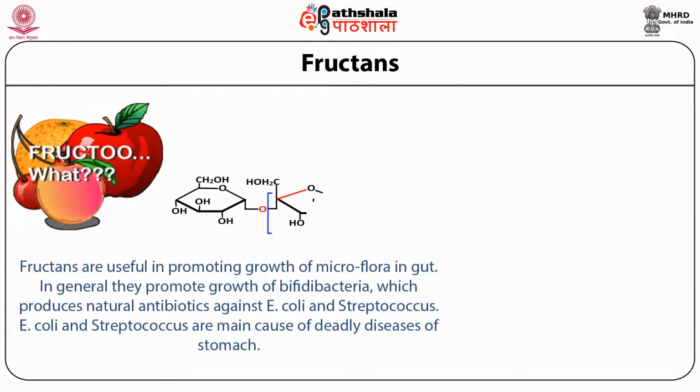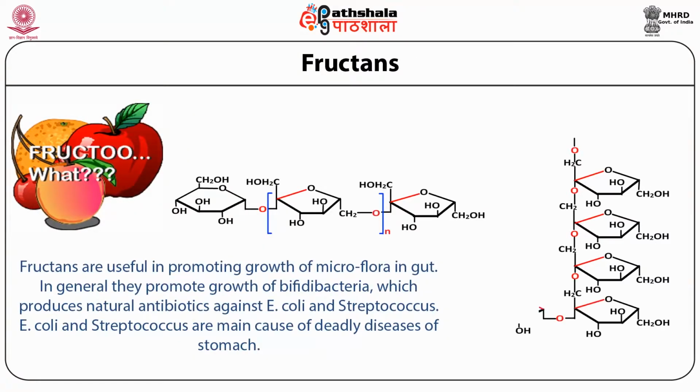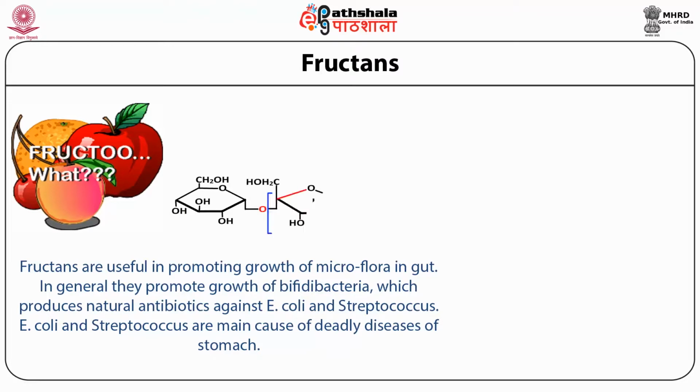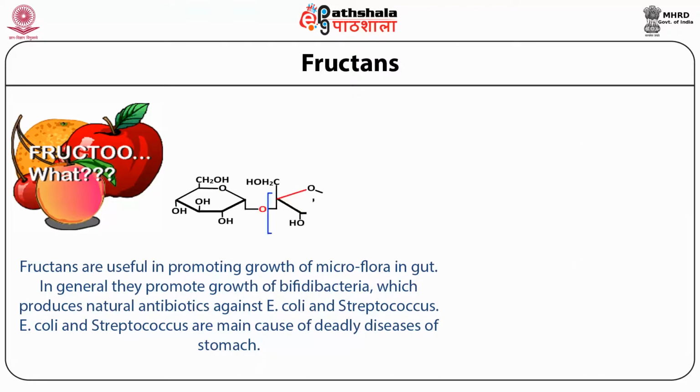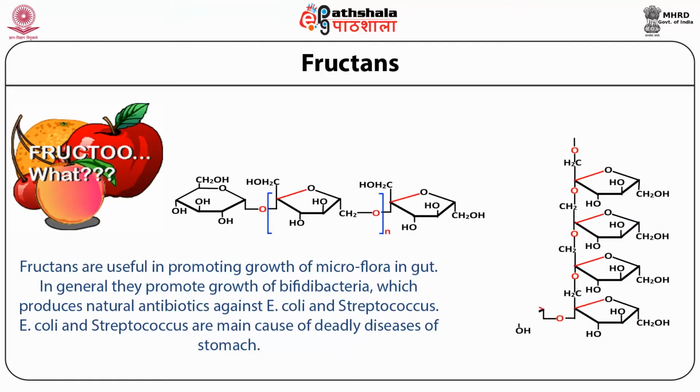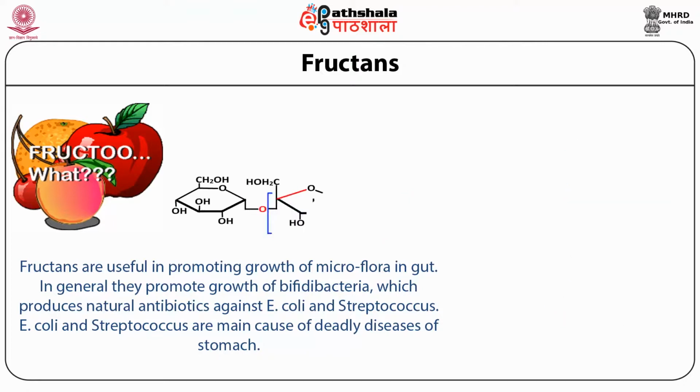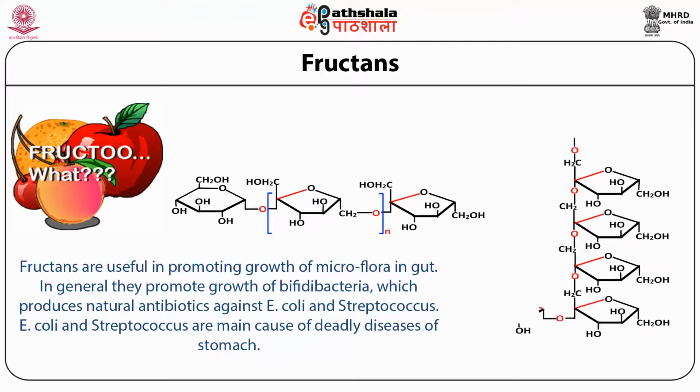Well, fructans are useful in promoting the growth of microflora in the gut. In general, they promote the growth of bifidobacteria, which produce natural antibiotics against E. coli and streptococcus. We know E. coli and streptococcus are the main cause of deadly diseases of the stomach. That's why our parents advise us to take fruits in our daily diet.